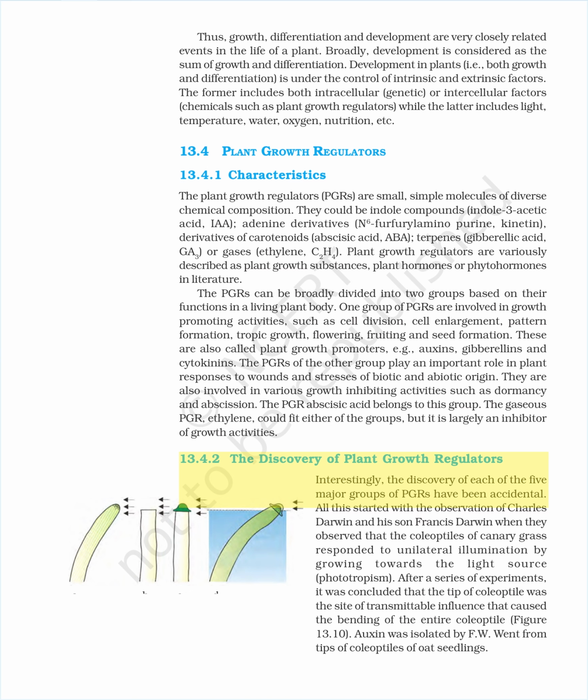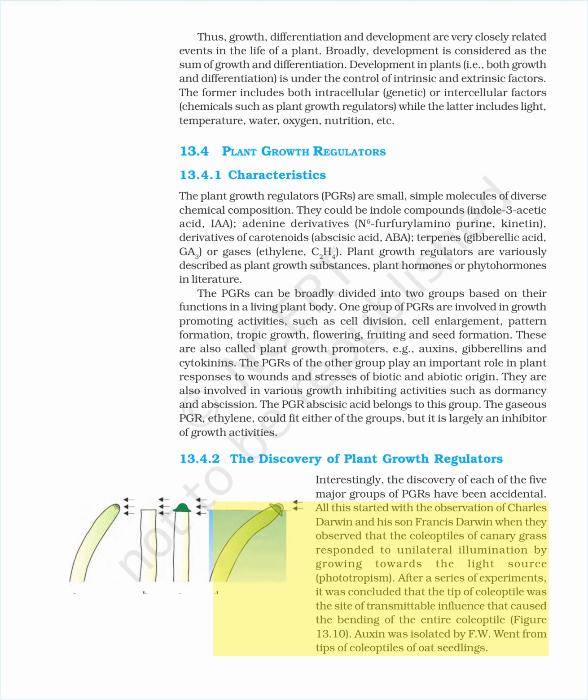13.4.2 The discovery of plant growth regulators. Interestingly, the discovery of each of the 5 major groups of PGRs have been accidental. Perhaps all this started with the observation of Charles Darwin and his son Francis Darwin when they observed that the coleoptiles of canary grass responded to unilateral illumination by growing towards the light source, phototropism.